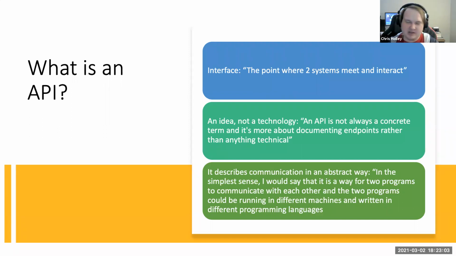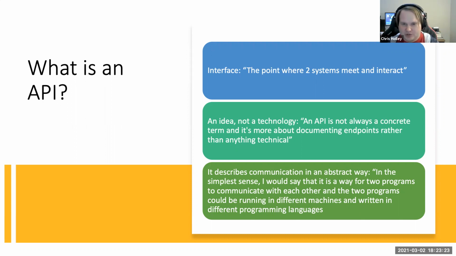The term API gets thrown around a lot and means a lot of different things. Sometimes it's referring to a specific application, and sometimes it's referring to a set of applications or just an idea that applications share. But this idea about documenting endpoints, and we'll talk about endpoints in a second, that's really important.